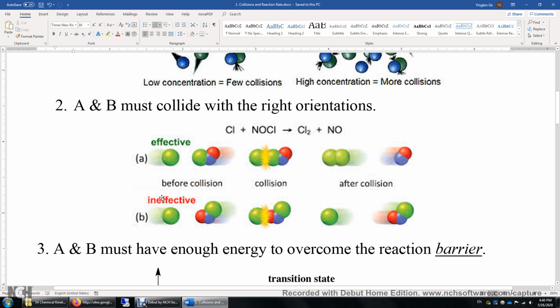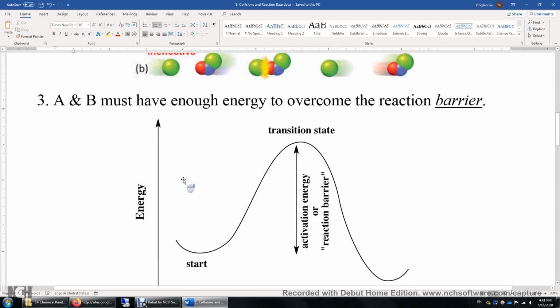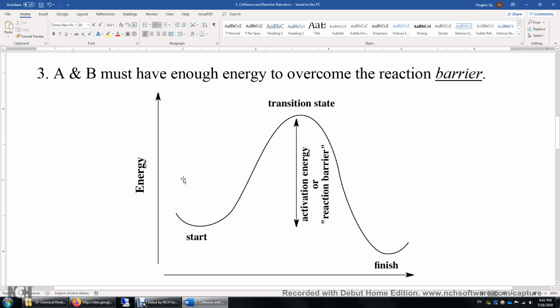So we need to have collisions. Higher collision frequency results in higher reaction rate. Also, we need the collisions to happen with the right orientation. What's the third factor? The third factor is energy. For two molecules to react, they often need to overcome a reaction barrier or activation energy.